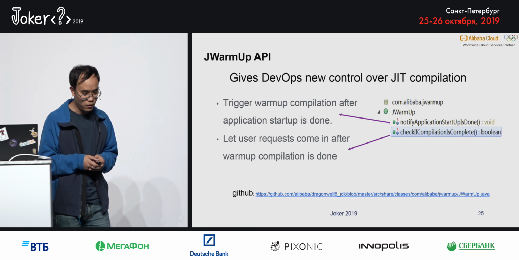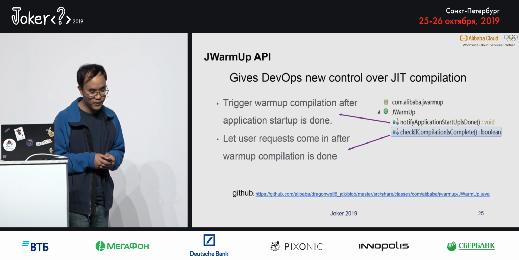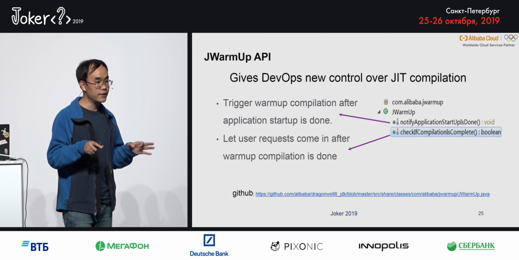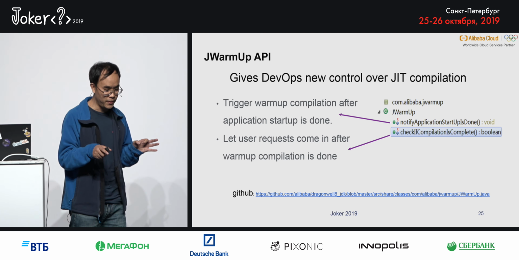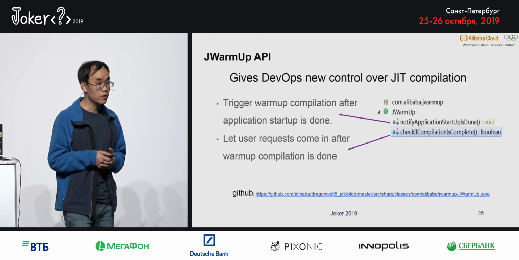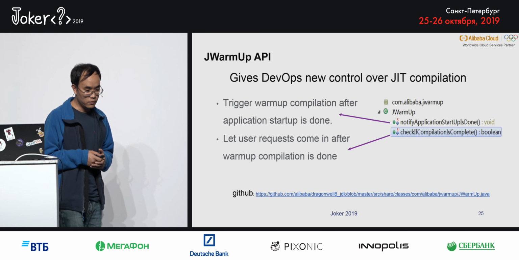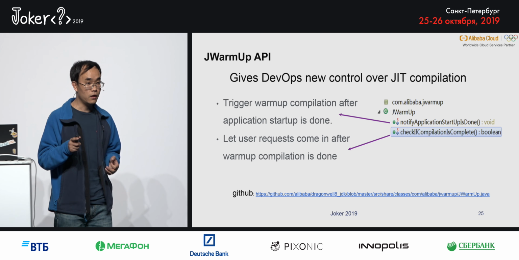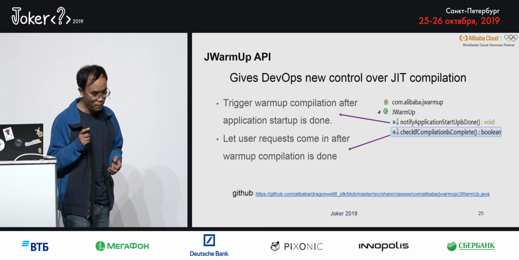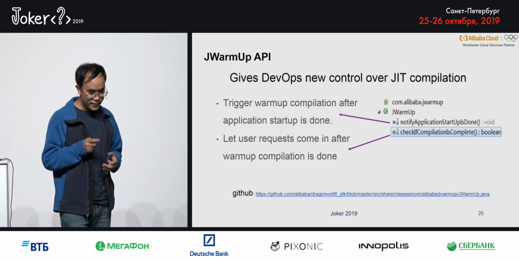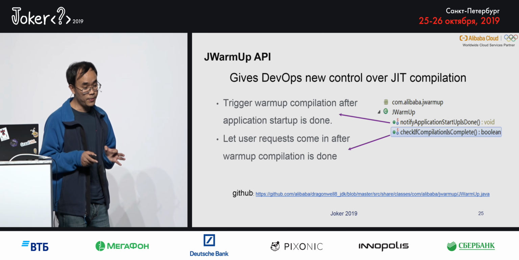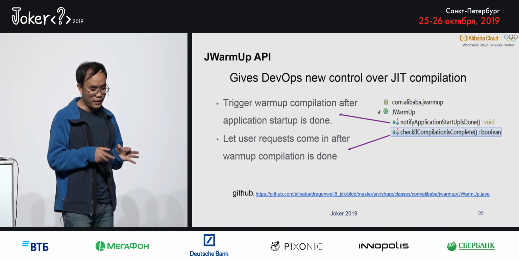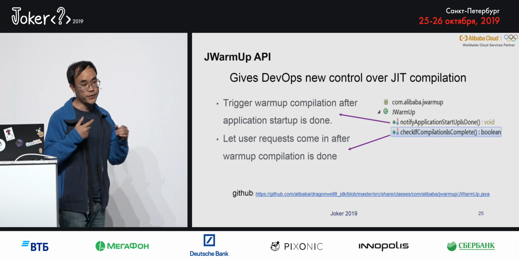The first API is what we call notify application startup is done. When your application startup is done, your application can call this API to notify the JVM that startup is done. Why do we need this API? I would like to share the details later using a concrete example. The second API is to check whether the compilation is done. If done, then you can let the traffic come in, right?